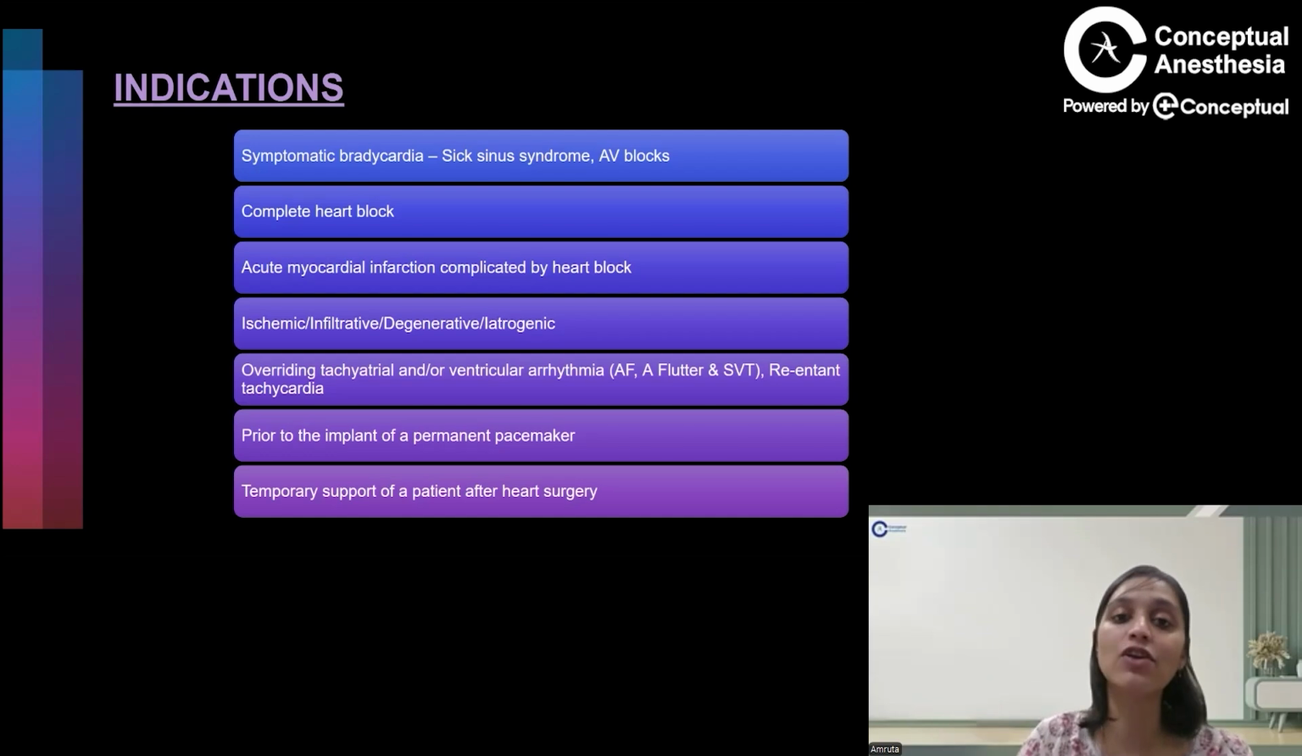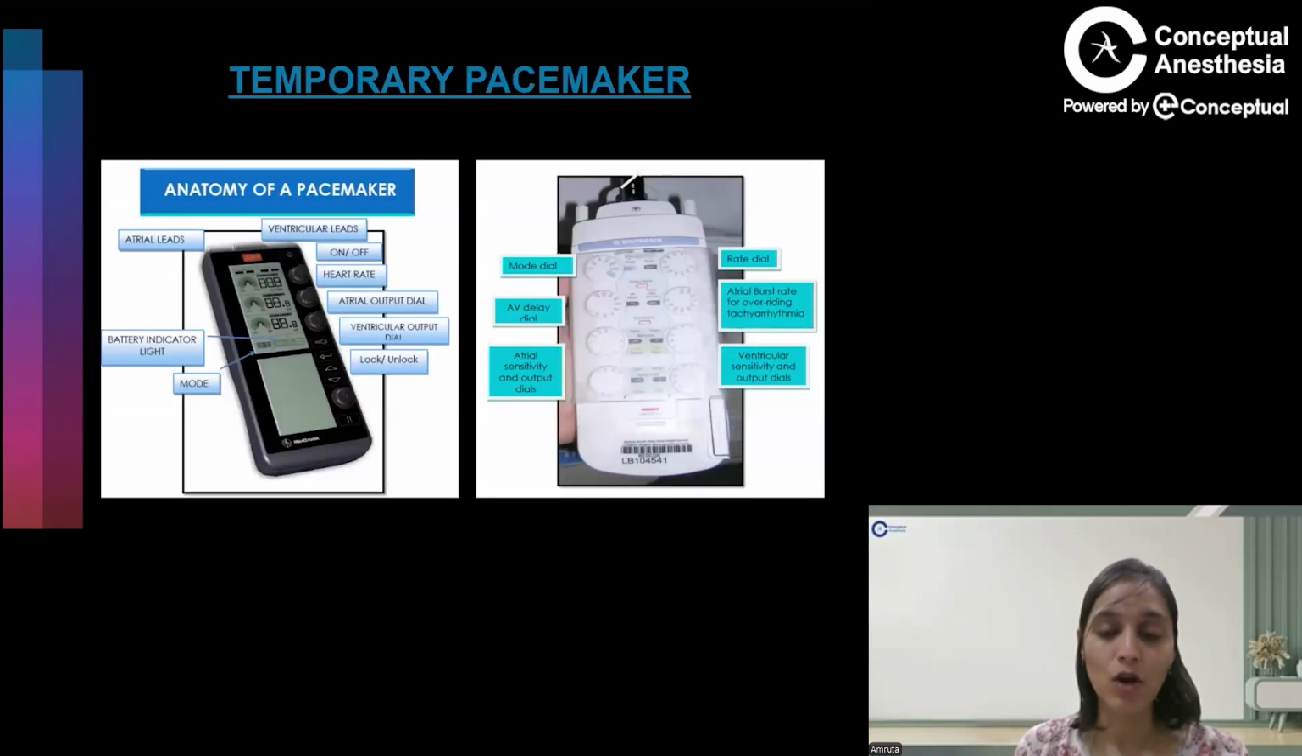Because the AV node is so close to that site of your interventricular septum, the proximal part, the triangle of Koch, there is a possibility, even if there's no injury, just because of the edema, that the AV node might be suppressed. Okay, so this is how your temporary pacemaker looks.